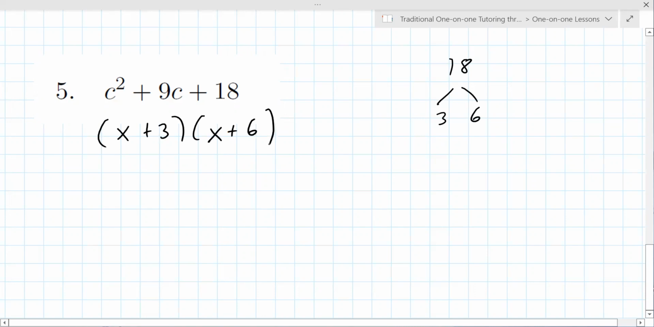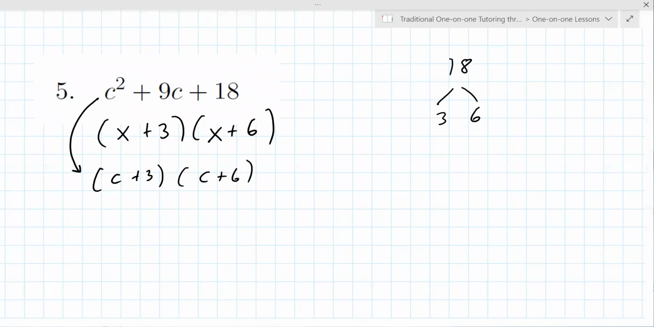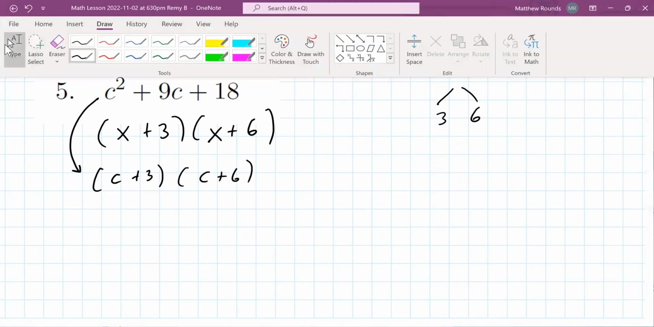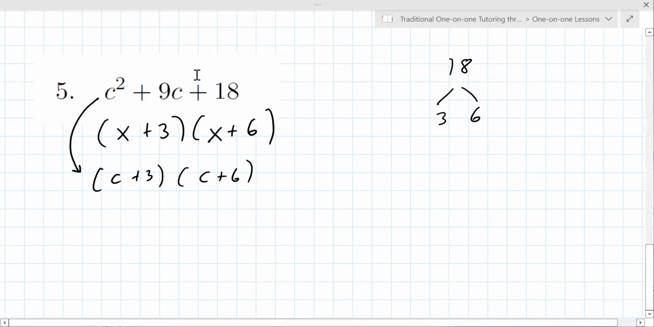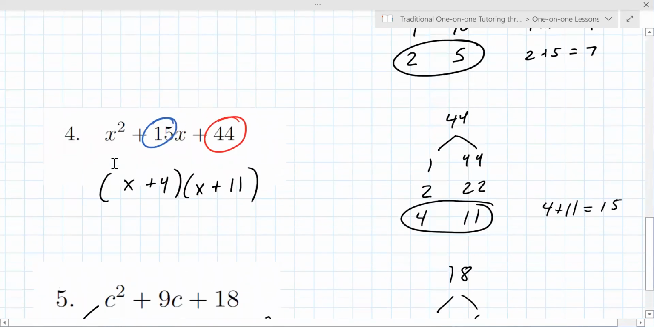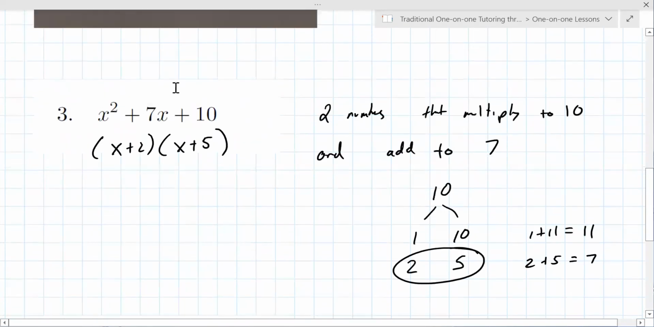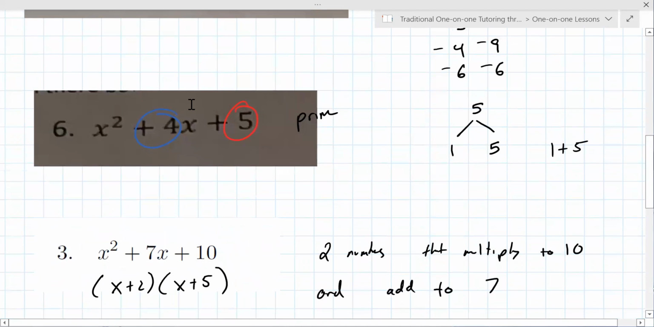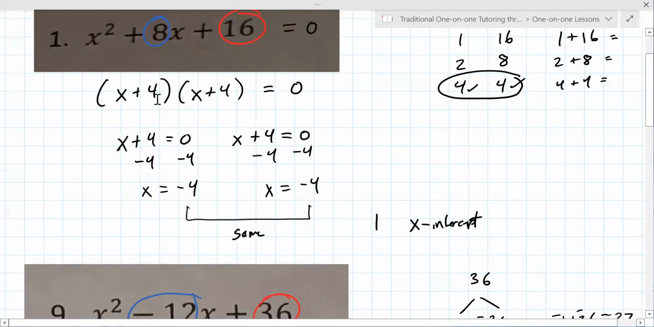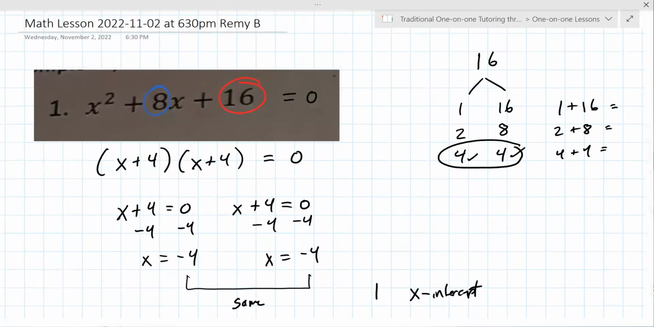Perfect. Now just keep in mind the variable here is actually c, so it's really supposed to be c plus 3, c plus 6, but that's because I'm doing something different than you. So notice every single problem we did just now was what I call the plus-plus case. See how there's two pluses, two pluses, two pluses, two pluses, right? And the first one we did had two pluses. Do you see that?